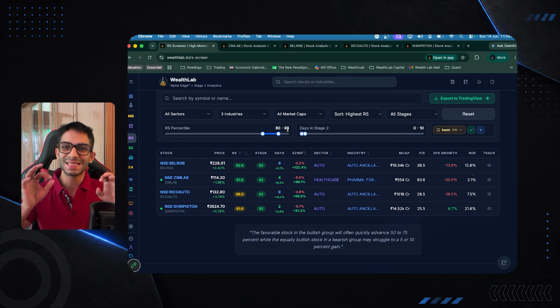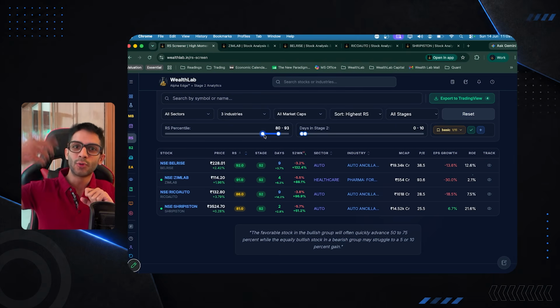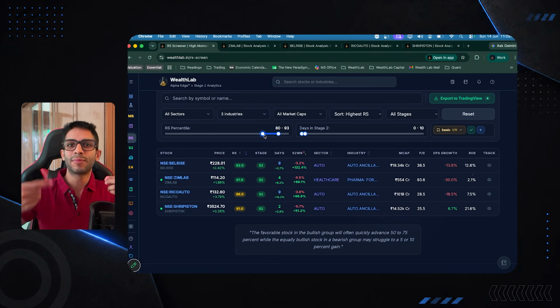But if I'm looking to hold for 2 to 3 weeks, I'm looking for a stock that has recently entered into stage 2. So I have used 0 to 10 to show the recently entered stocks, and a relative strength of 80 to 93, because I want stocks that have the capacity to go to 95, to 96, to 97. So that even after 2 to 3 weeks, if the trend is still strong, I can keep holding it and exit based on my own rules, and I don't have to take a quick exit out of the stock. So 80 to 93 is my sweet spot, which I like.